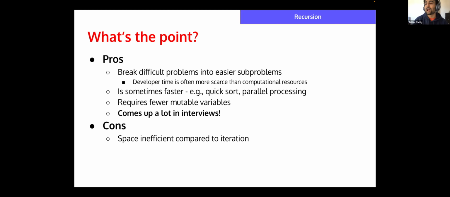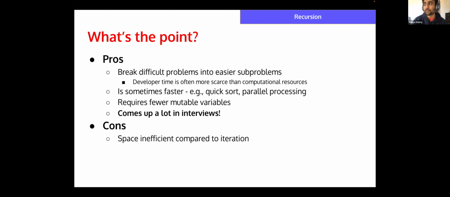There are certain applications in which recursion is faster. An example is quicksort, where you would be using a stack data structure anyway. So instead of us allocating a stack, we're just going to use the OS's built-in stack for our functions.